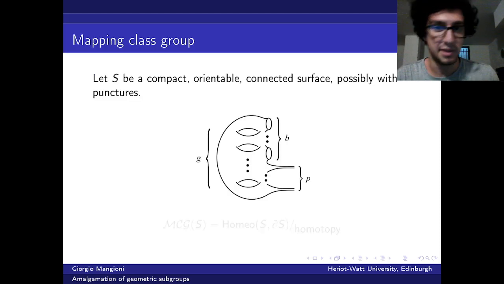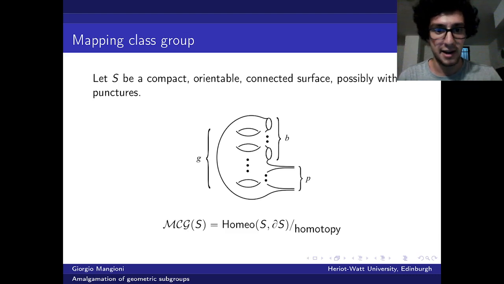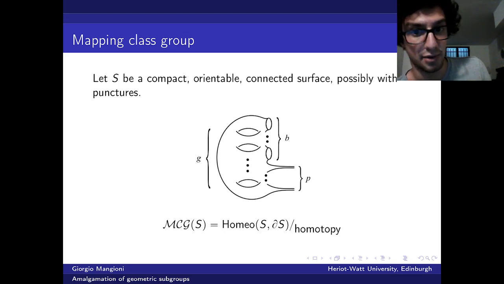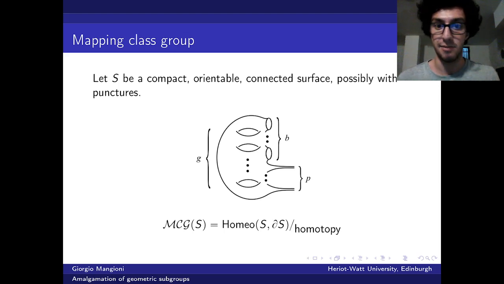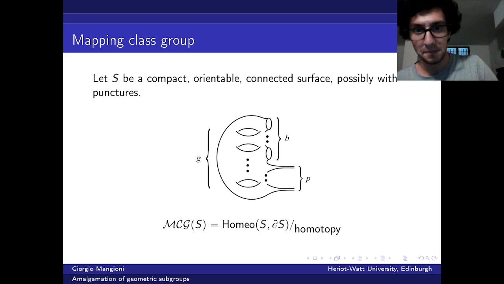So, we start with the basics: what is a surface? We take a compact orientable connected surface, possibly from which we remove a finite number of punctures. And we define its mapping class group as the group of self-homeomorphisms from the surface to itself, fixing the boundary pointwise, up to homotopy. So if two mapping classes are homotopic, we deem them equal in this group.